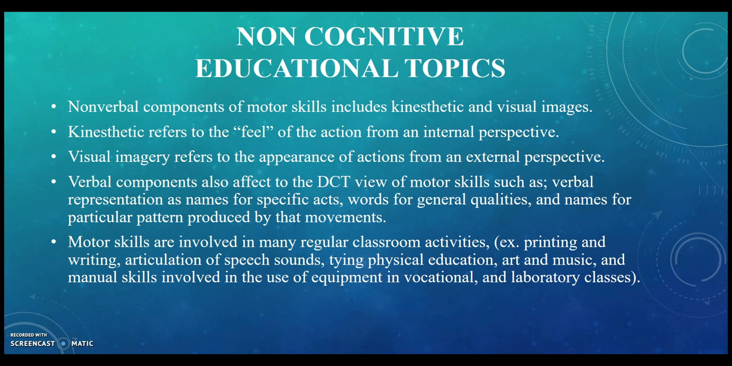Verbal components also contribute to the dual coding theory view of motor skills, including verbal representations as names for specific acts, words for general qualities, and names for particular patterns produced by that movement. Motor skills are involved in many regular classroom activities. Examples include printing and writing, articulation of speech sounds, typing, physical education, art and music, and manual skills involved in the use of equipment in vocational and laboratory classes.